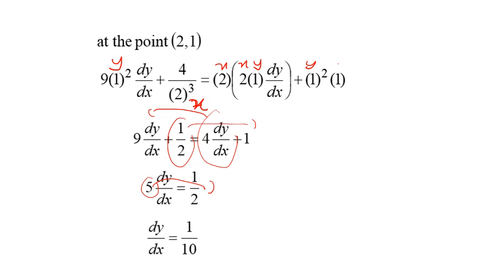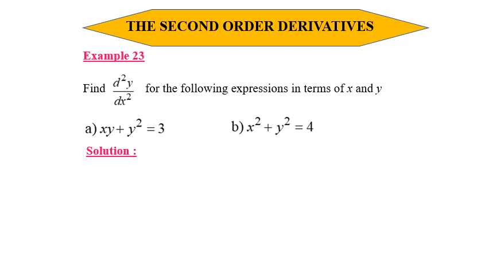So that's, for example, 22. Remember to substitute the value of x and y. Right. So next we move to the second order derivative. As I mentioned in the beginning, for implicit differentiation, we also discussed a couple of questions regarding finding the second order derivative.